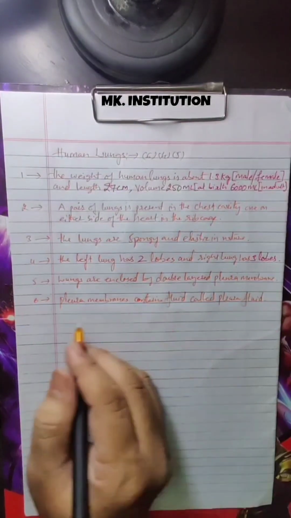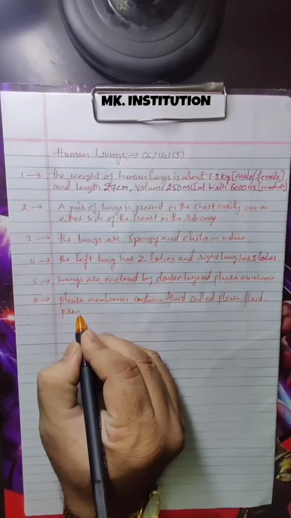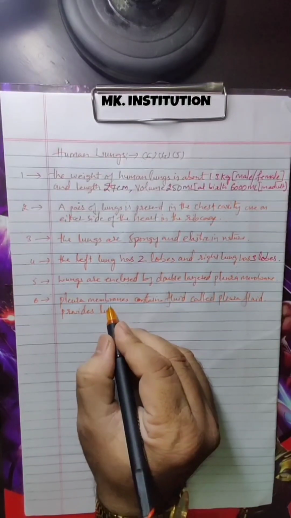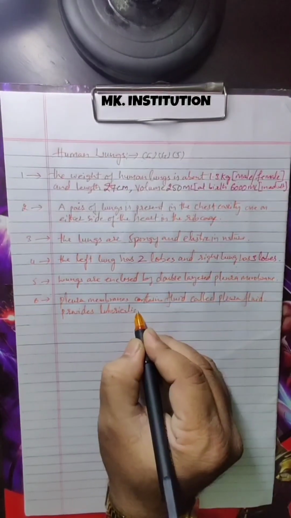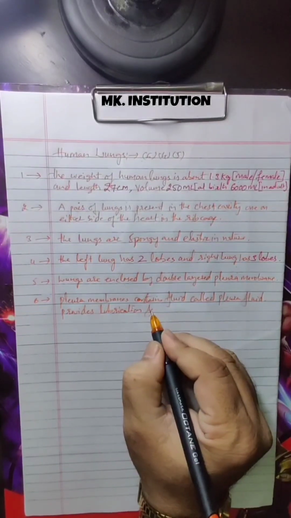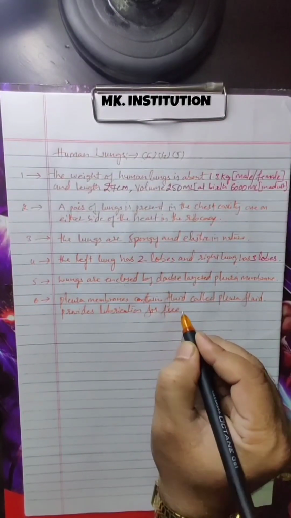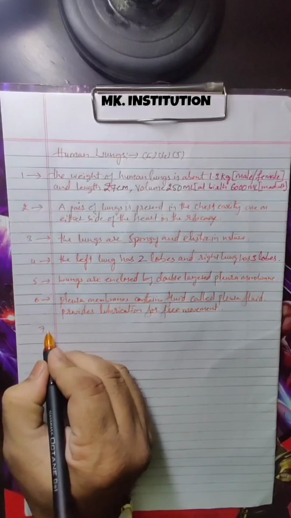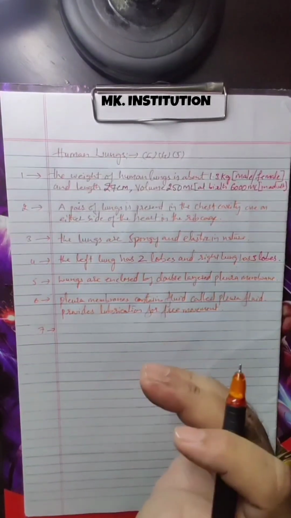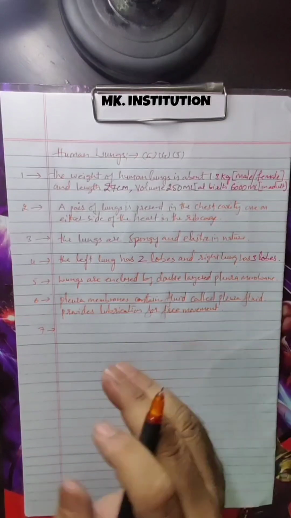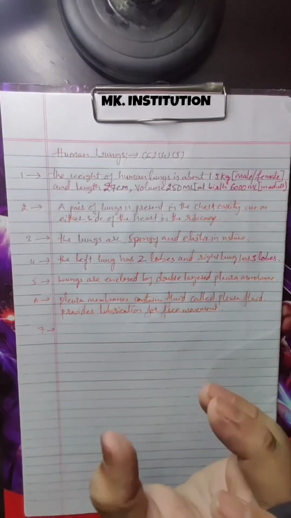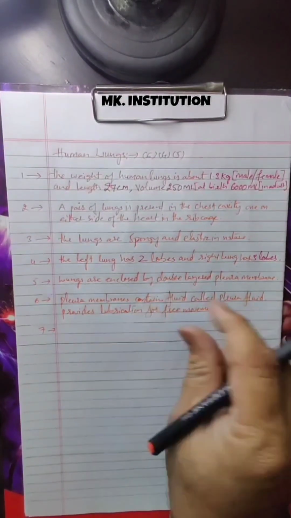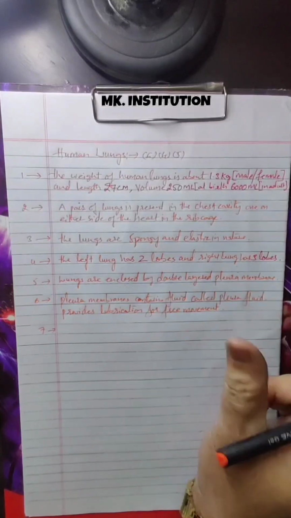What is the work of this pleura fluid? It provides lubrication, makes it soft during movement. It provides lubrication for free movement, for easy movement forward and backward. So movement of the lungs will be very easy, very smooth because of this fluid, called pleura fluid. It is present in between the two layers, and the layers are called the pleura membranes.